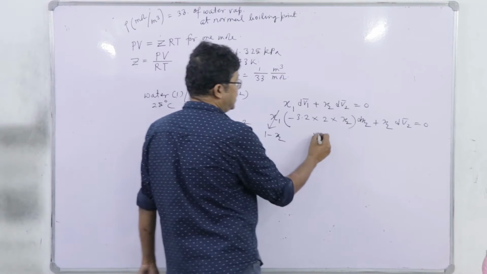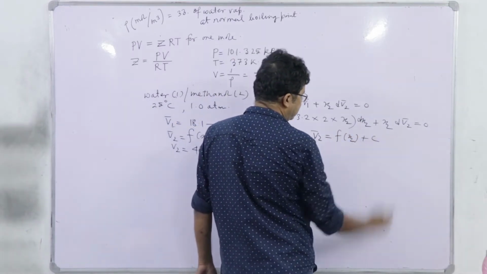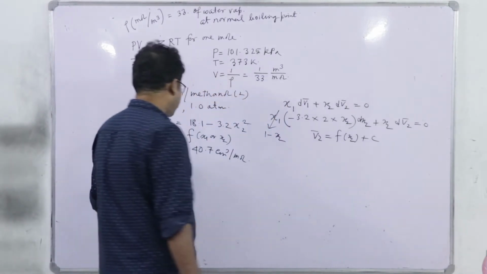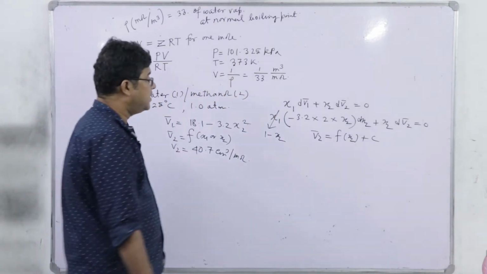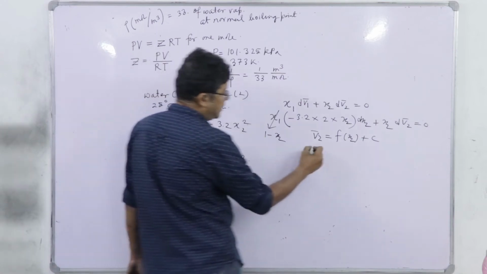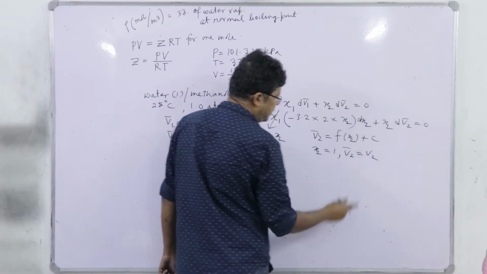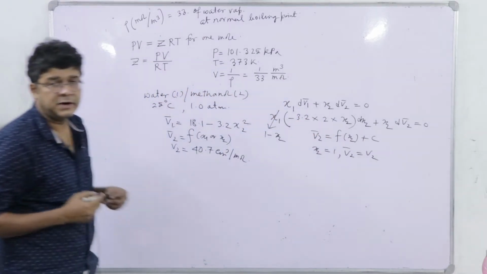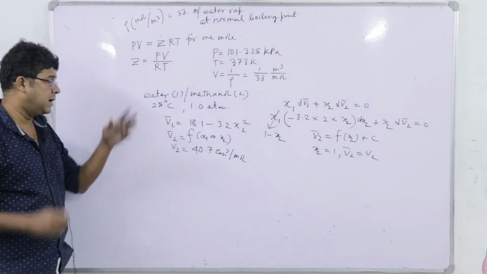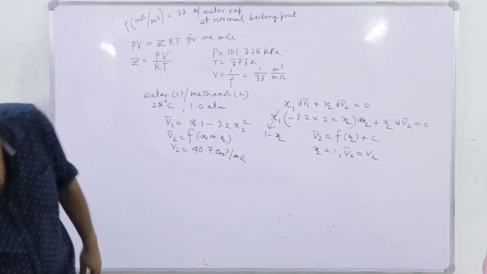Now once we integrate, V2 will be a function of x2 plus a constant. Now we have a pure species volume given, which is to be used as boundary condition for this function to solve for C. That means x2 is equal to 1, V2 bar equal to V2, and if I substitute that over there, we will get the V2 bar expression. It's quite simple.